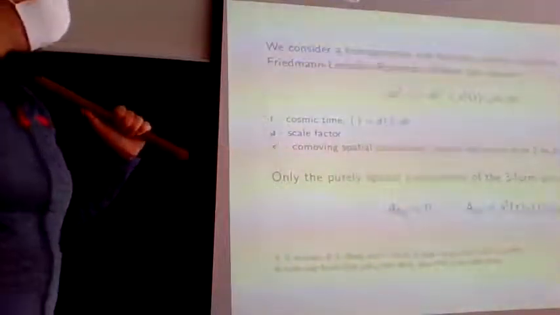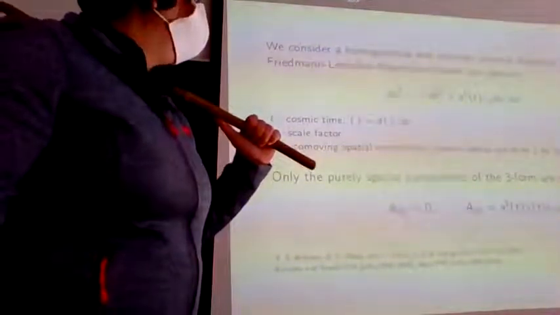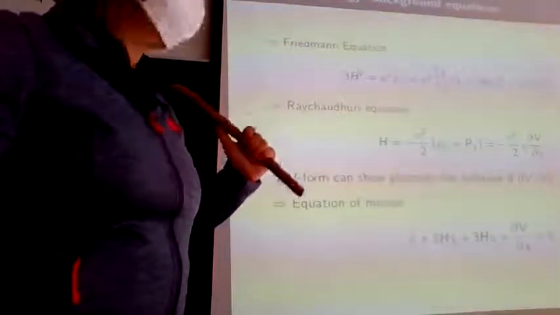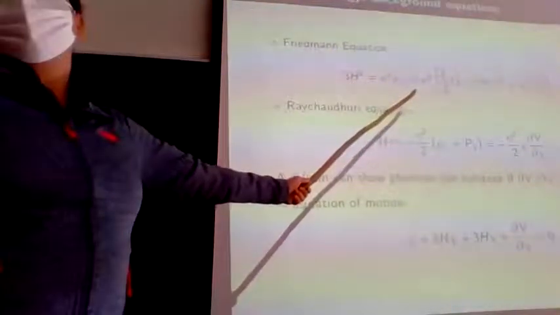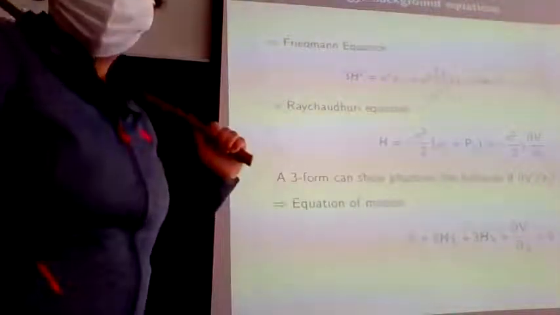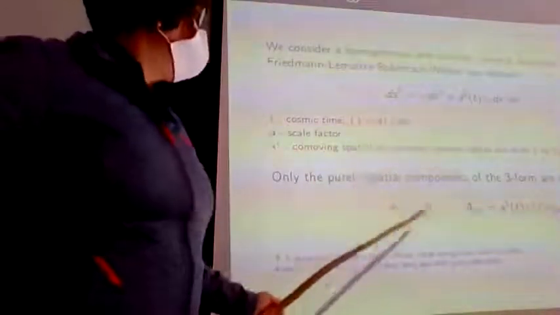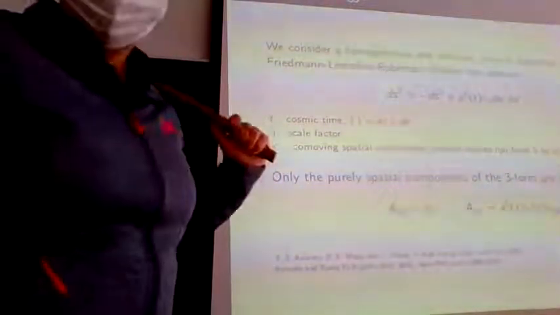Okay, if we are in a homogeneous and isotropic universe, as most of us know, essentially what happens is that the Hubble rate will evolve this way with the three form, okay? This chi is essentially the degree of freedom that is left after decomposing the three form. There is only one degree of freedom, which is that chi.